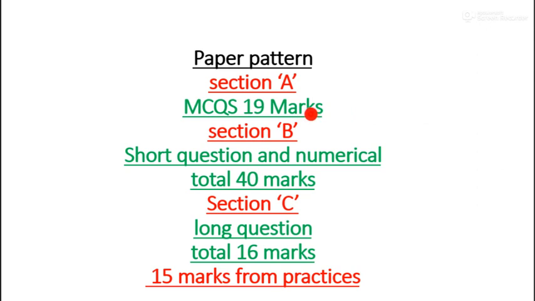paper pattern. Your paper is divided into 3 parts: Section A, B and C. Section A consists of MCQ type multiple choice questions, total 19 marks, and Section B has short answer questions and numerical parts, which consist of 40 marks, 20 marks from short answer questions and 20 marks from numerical parts.